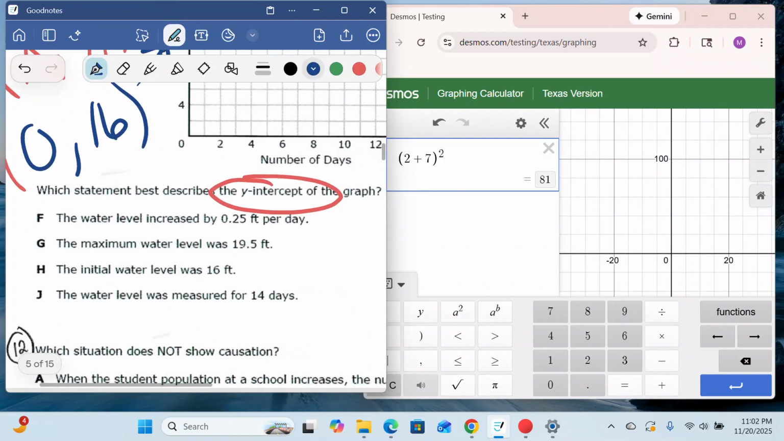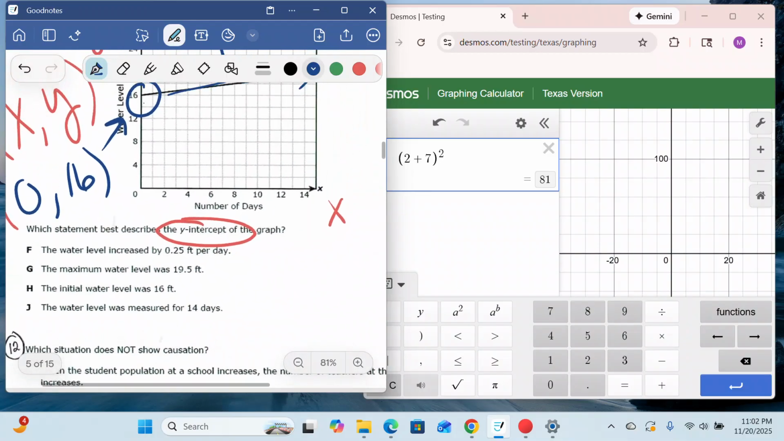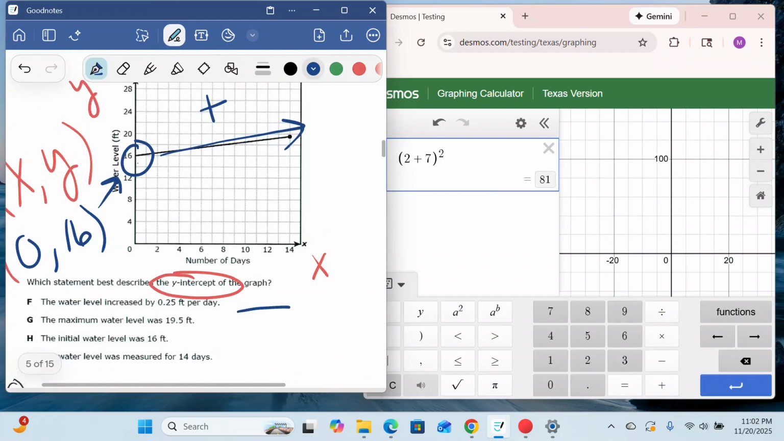I'm going to look at the first one. The water level increased by 0.25 per day. Might be correct, but they're asking about the y-intercept. The maximum water level is 19.5. Well, that has nothing to do with this. We're asking about the y-intercept, so automatically that is wrong. F might be wrong, but I want to go further.